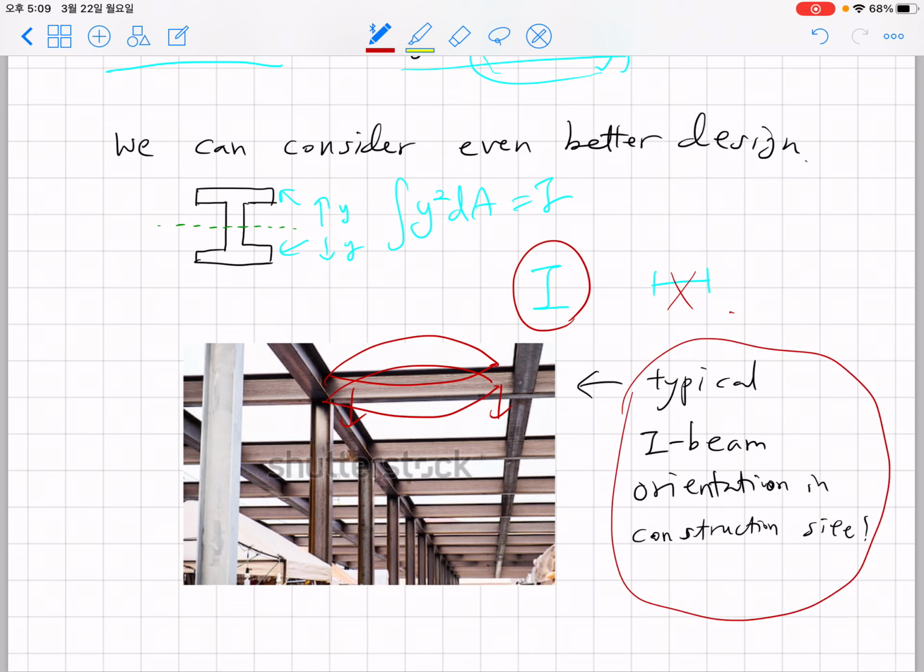If you happen to find any construction site nearby, please visit it and check the orientation of the I-beam, and think about what we have learned in the first lecture on the bending chapter. Okay, so with that, let me close today's lecture.